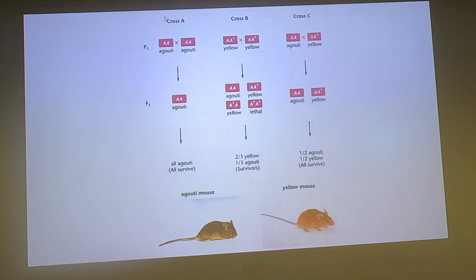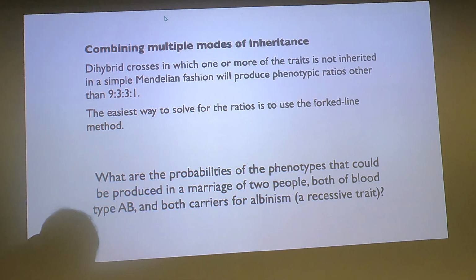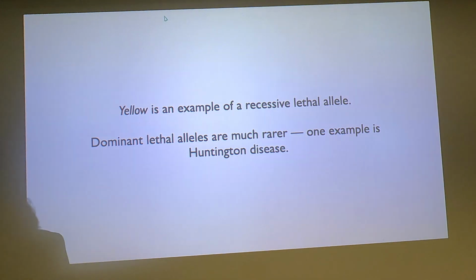So instead of the usual 3-to-1 ratios that we see in this, again, this is a monohybrid cross. We expect 3-to-1 ratios, right? You don't always get them. We get a 2-to-1 ratio, 2/3 to 1/3. So this is an example of a recessive lethal allele.